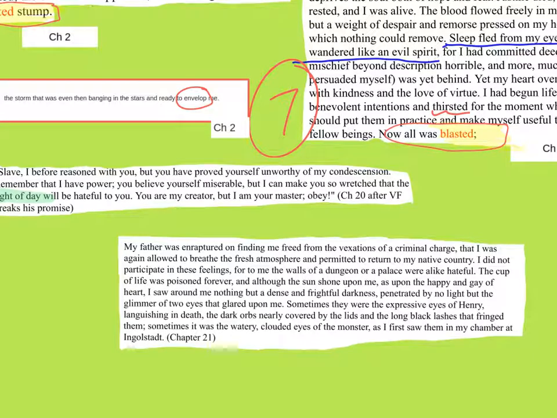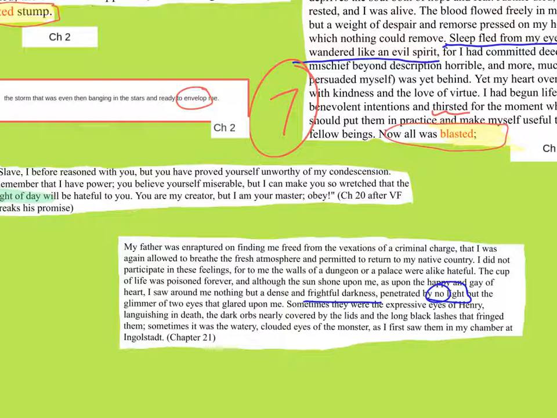So have a little look here, please. So some fantastic ideas here in terms of light and darkness. Although the sun shone upon me, as upon the happy and gay of heart, I saw around me nothing but a dense and frightful darkness, penetrated by no light, but the glimmer of two eyes that glared upon me. Now you read that and you think, well, there's the haunting scene of the creature, or the haunting sight of the creature. Interesting little twist here.